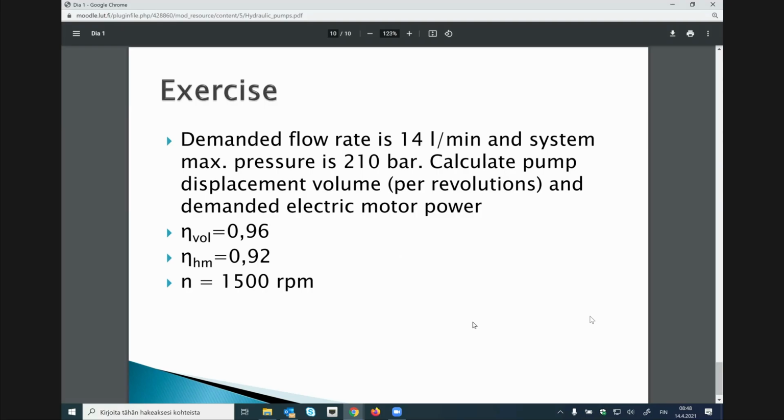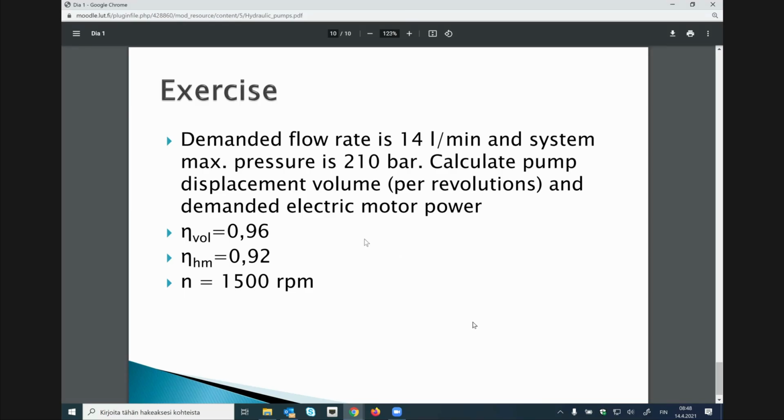Now there is one calculation for you. You need to find out what would be the needed volume for the pump if you need to have 14 liters per minute flow rate, as the system maximum pressure is 210 bar. So find out pump displacement volume and also the information on how much electric motor power is needed.